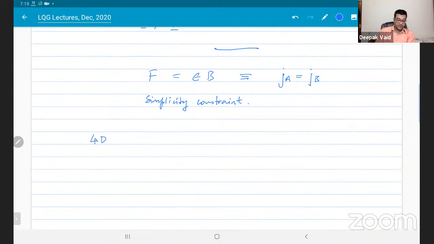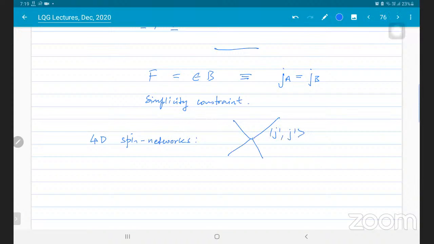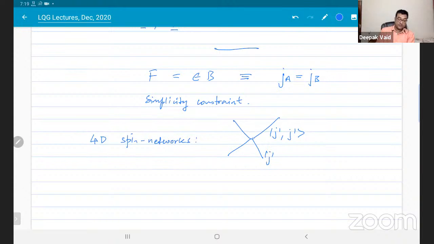So if you construct your 4-dimensional spin networks with your edges labeled by 2 copies of these J's, and then I haven't mentioned what the vertex looks like. That is very important, but I haven't mentioned it. But I haven't mentioned the vertex in the 3-dimensional case also. Actually, today I was going to talk about the volume operator, but then I've been completely sidetracked and talked about other things. So when you look at these 4-dimensional spin networks with the simplicity constraint imposed, these are the quantum states of geometry corresponding to Einstein gravity.